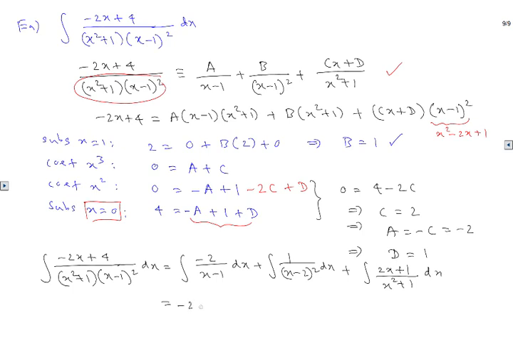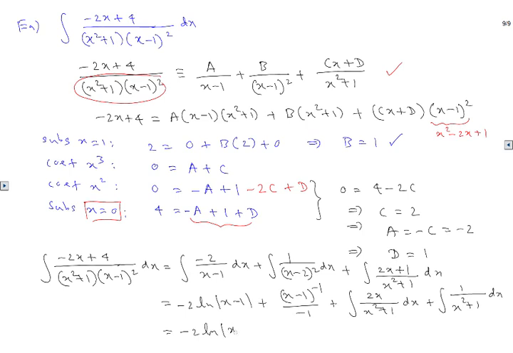You're gonna get -2 ln of x minus 1, and here we can use the power rule, so you can bring it to the top. So you're gonna get x minus 1 to the -1 over -1. And what we do here is we're going to split this into 2 integrals. So we have 2x over x squared plus 1 dx, and then plus 1 over x squared plus 1 dx. And we can do these two separately now. So this we already know. So this is -2 ln of x minus 1. This is -1 over x minus 1, plus.